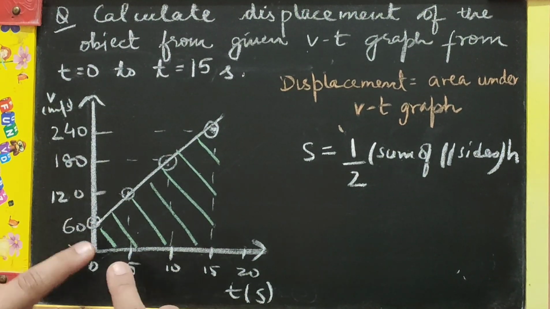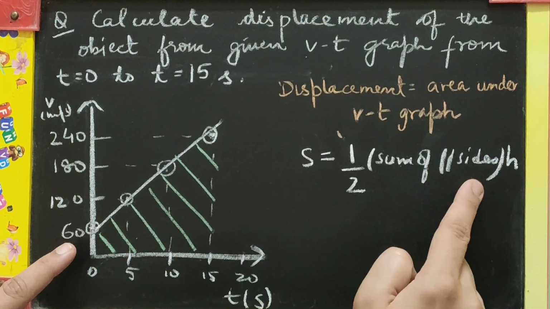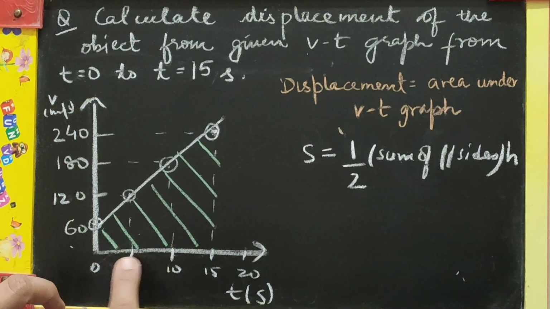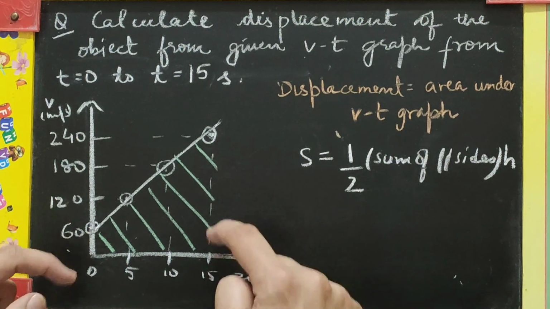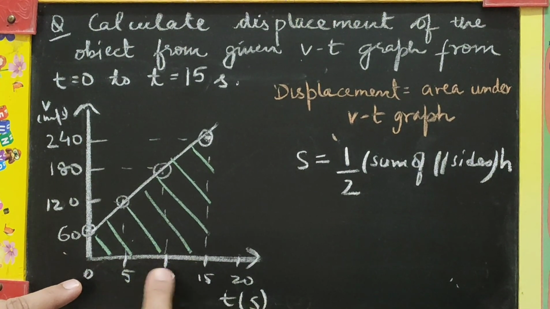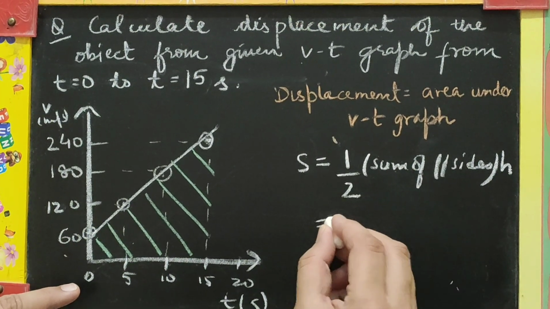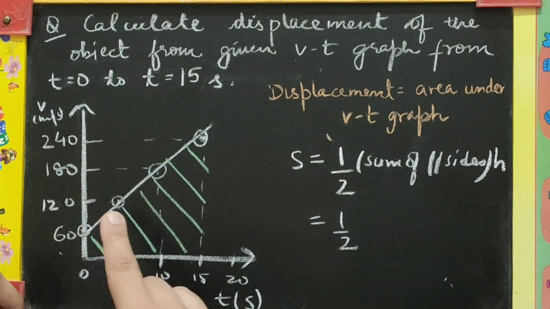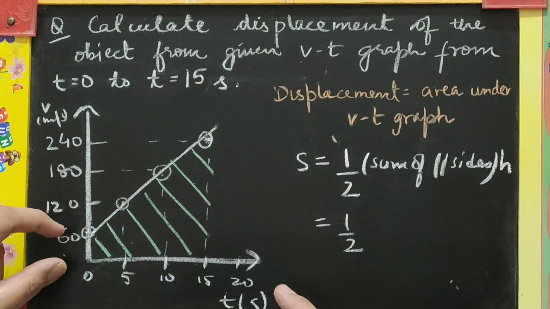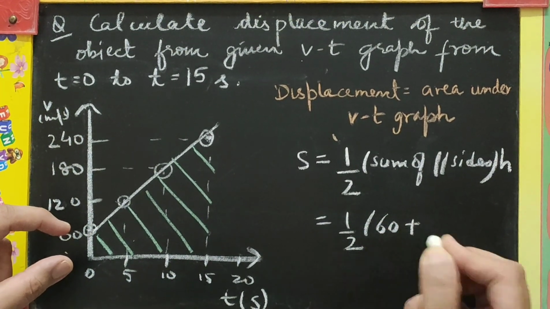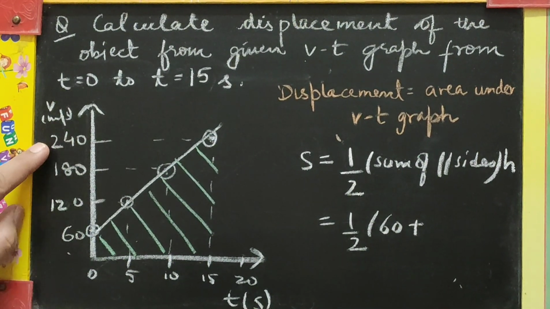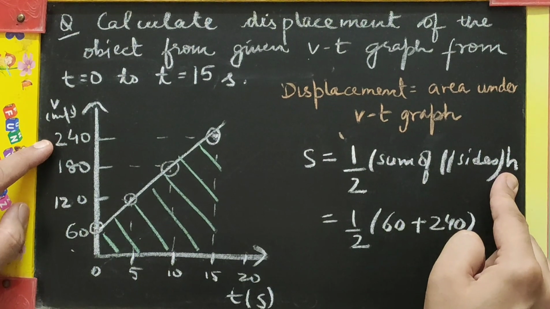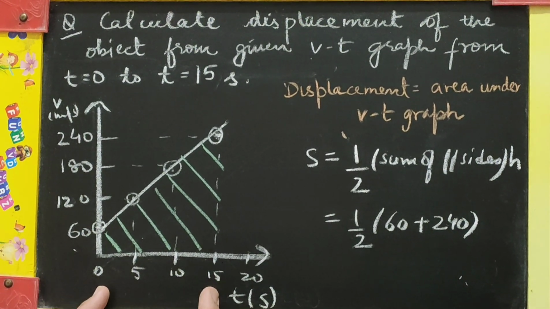I again repeat, in case of a trapezium, half sum of parallel sides into height is how we calculate the area, and height is taken as the distance between the parallel sides. So in this case height is this time axis. So putting the values here now, half sum of the parallel sides. These are the two parallel sides along the y-axis. So the first parallel side has a value of 60, plus the second parallel side is reading 240, into the height of the trapezium as just discussed, this time interval 15.